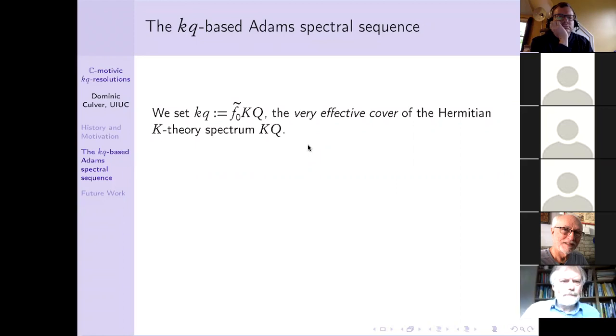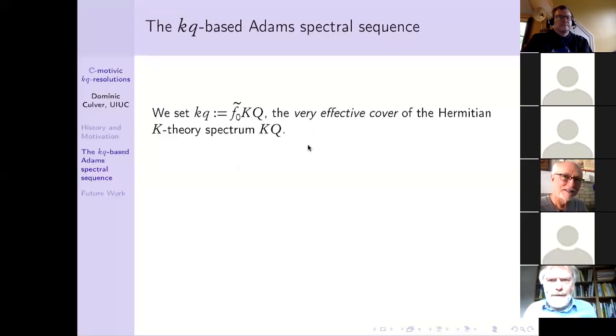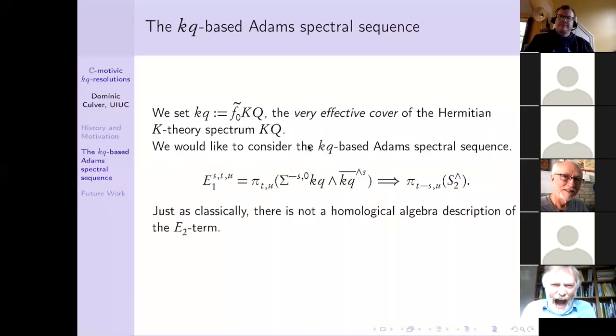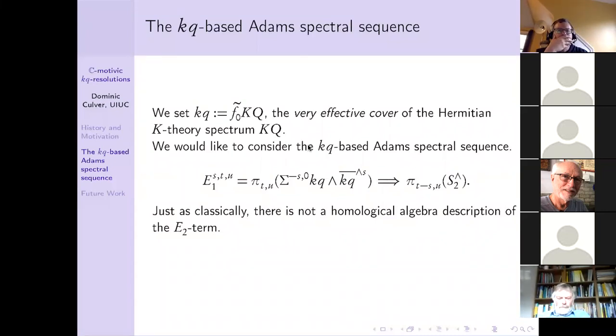So I'm not going to tell you what all that is, but I'm just going to tell you that it's this thing called the very effective cover of the Hermitian K-theory spectrum. And I claim that this is the correct definition, which I'll elaborate a little bit more later. But nevertheless, this is a thing you can define, and it's going to turn out that the little KQ is also a ring spectrum. It's a motivic ring spectrum, so you can also just look at the KQ-based Adams spectral sequence. And in this case, this is just what you get.